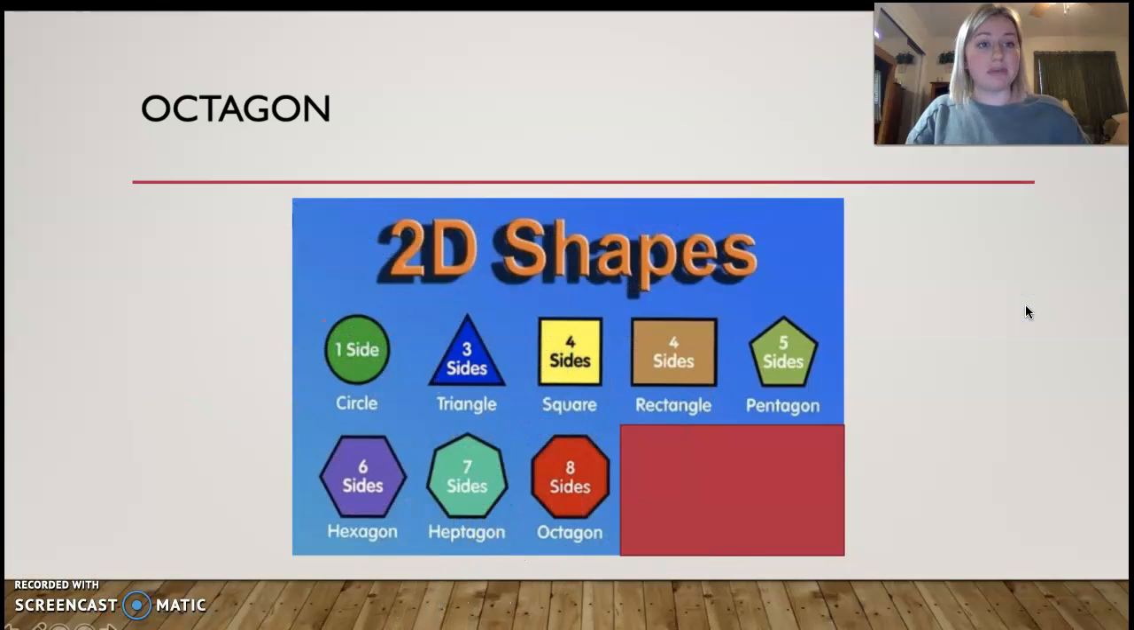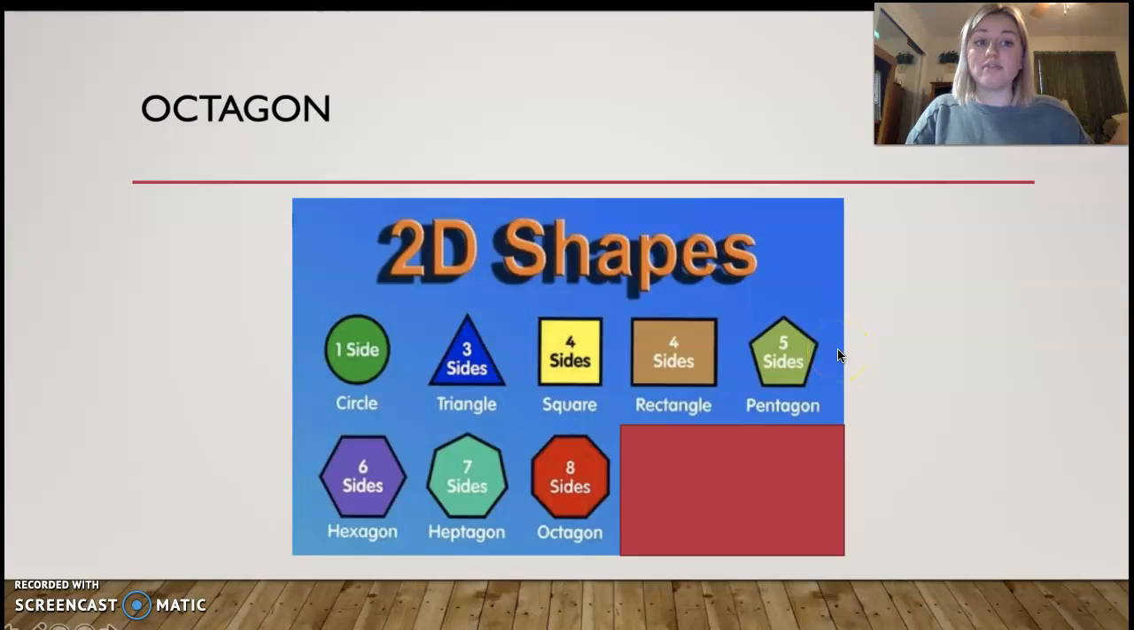Now our next shape is an octagon, and this is the final shape that we will talk about. An octagon has 8 sides, so let's count them together. 1, 2, 3, 4, 5, 6, 7, 8 total sides.